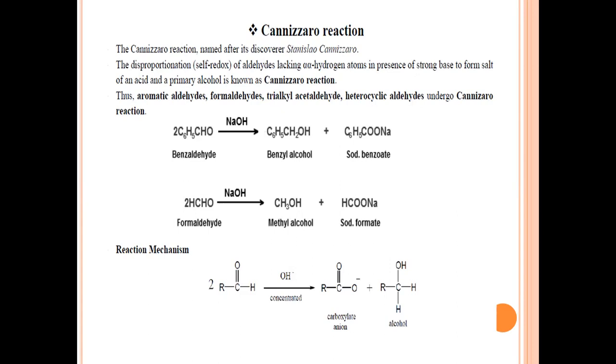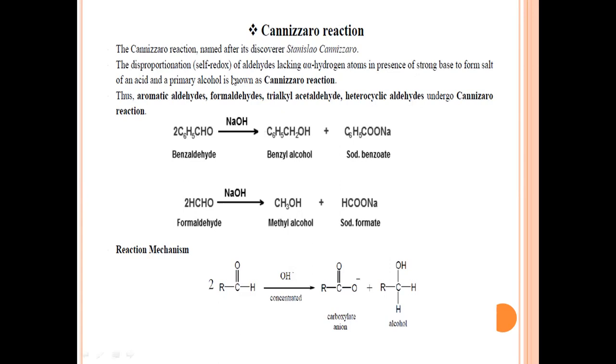The disproportionation, or the self-reduction of an aldehyde lacking a hydrogen atom, in the presence of strong base to form the salt. So the self-reduction of an aldehyde in which there is absence of alpha hydrogen atom will react with a base to form the salt of an acid, and there is formation of a primary alcohol.